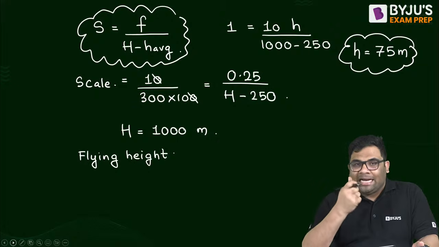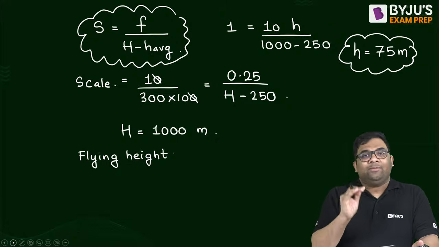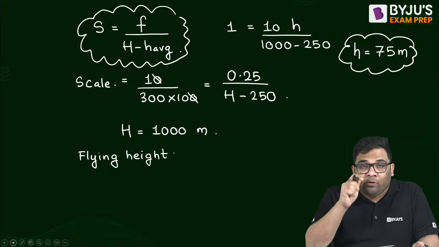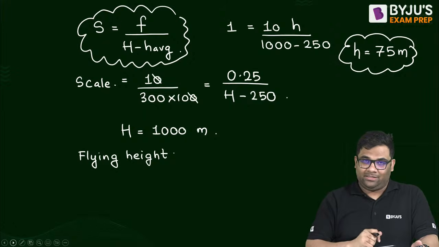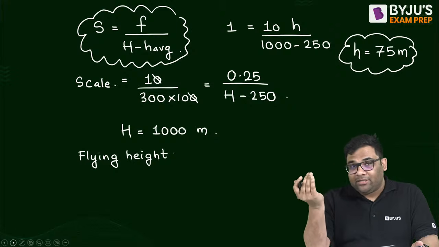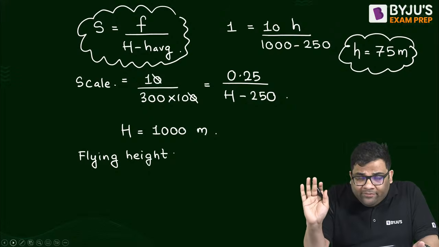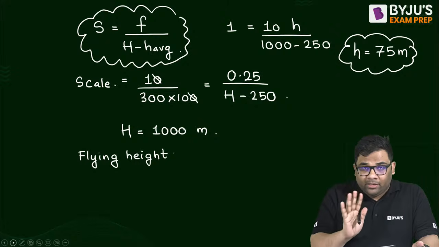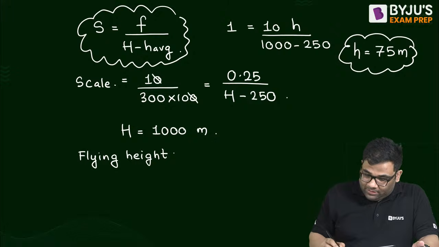Otherwise, even straightforward numericals become difficult in the GATE examination, or you commit silly mistakes. So to avoid silly mistakes, understand the derivations. Don't remember the derivations, try to understand. The derivations are not to be remembered. They are not going to ask you derivations. Remember the formula, that scale is equal to this.